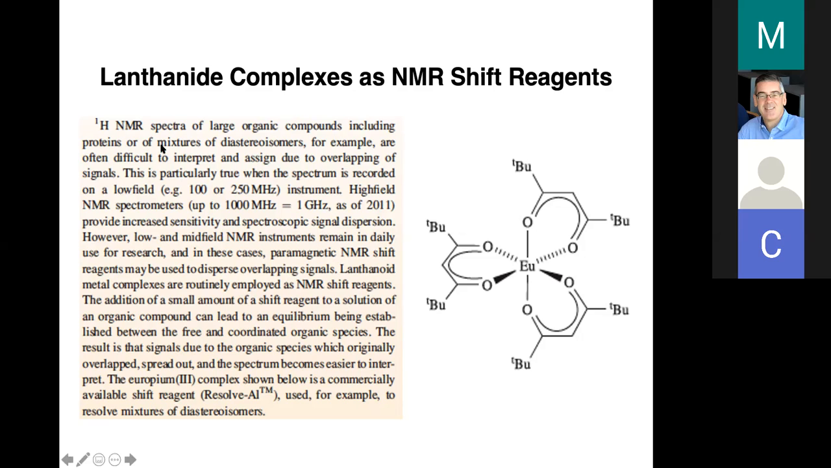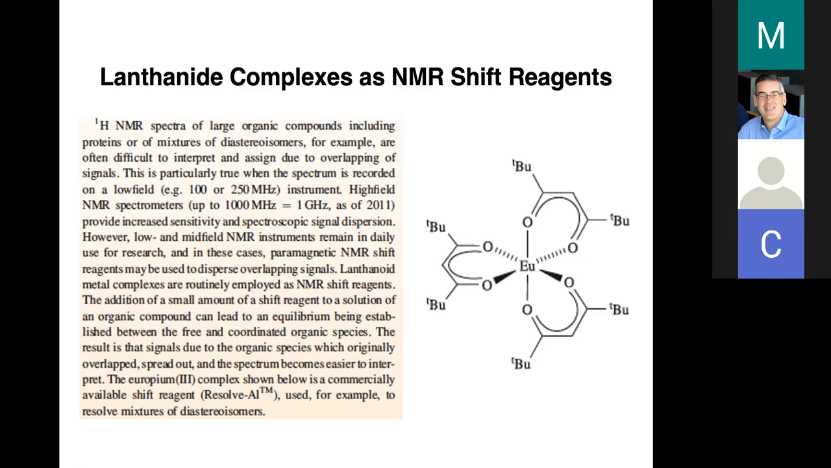For some of these organic molecules or even proteins that are very complicated, you get a very convoluted NMR spectrum where you have many overlapping peaks. And so one trick that you can do is to add in a lanthanide complex. So an example of a shift reagent is shown here. This is a europium-3 complex.